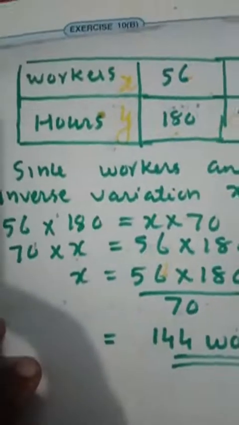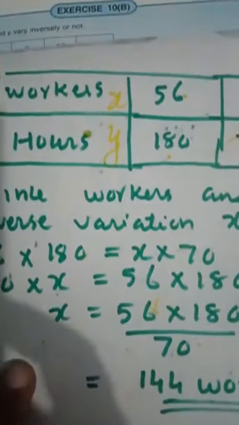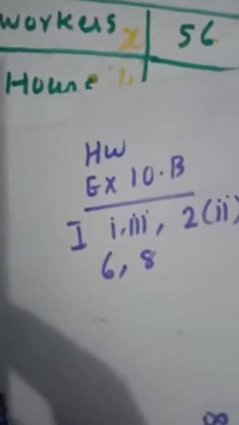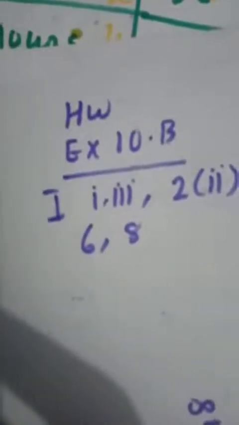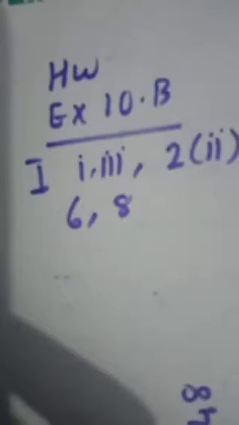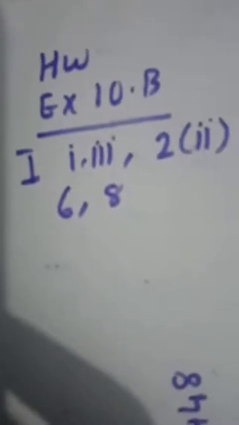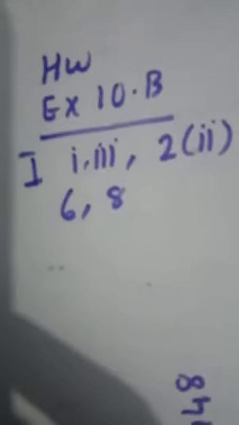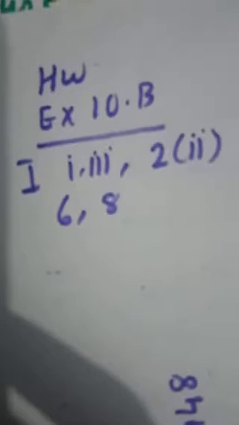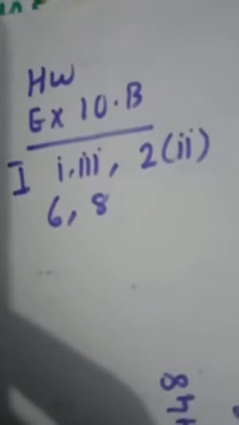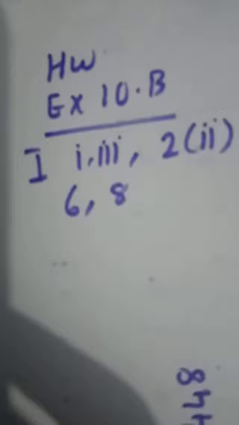Hope you understand today's class. Mark homework. Exercise 10b. First question, second sub question, and third sub question. First and third. And question number 2, second sub question. Then 6, 8. These are the homeworks. Very simple. Try to do yourself. Exercise 10b. First question, sub question 1, 3. From second question, sub question 2, then sixth one and eighth one.